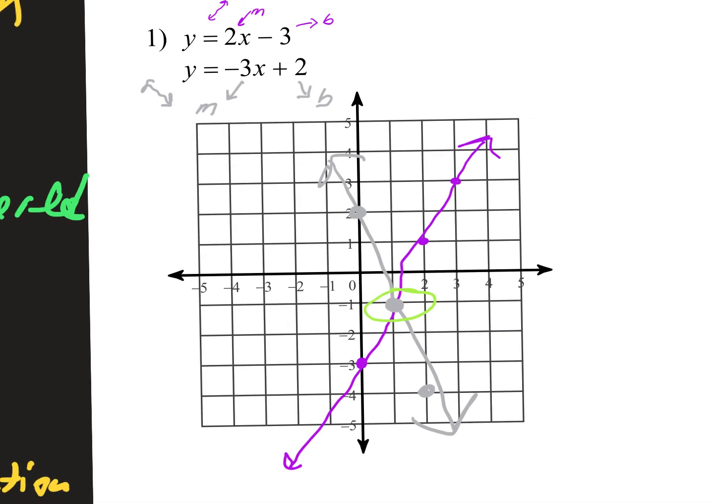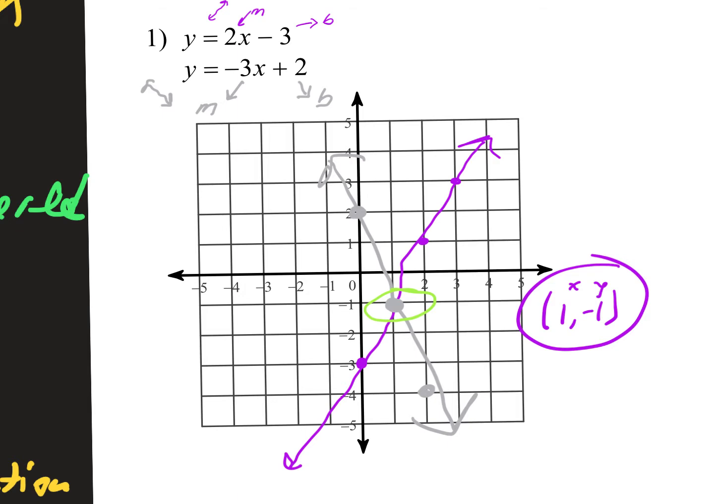How do we have to write our solution? As a what? As an ordered pair. What is that ordered pair? Where do those two meet? At 1, comma what? -1. This is my x, this is my y.